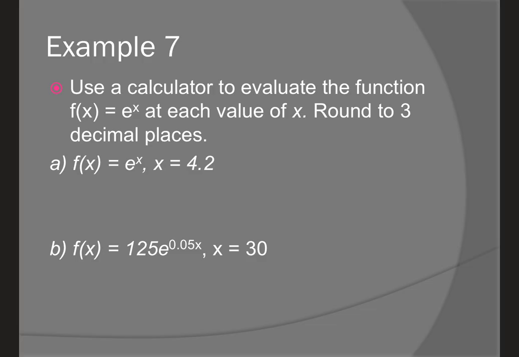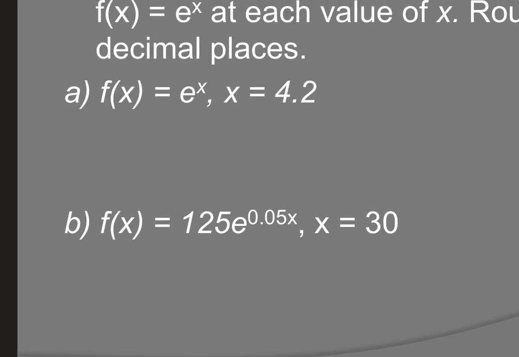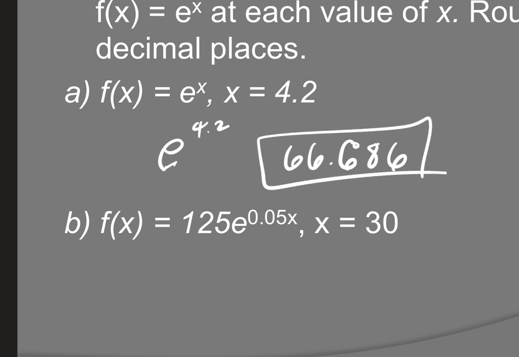So in a calculator, you'll see questions like this. Use a calculator to evaluate the function f of x equals e to the x at each value of x, and then round to 3 decimal places. So A says e to the x where x is 4.2. So you literally just do e to the x and raise it to the 4.2. So second, e, 4.2, and I get 66.6863. So we're going to keep it as 66.686.